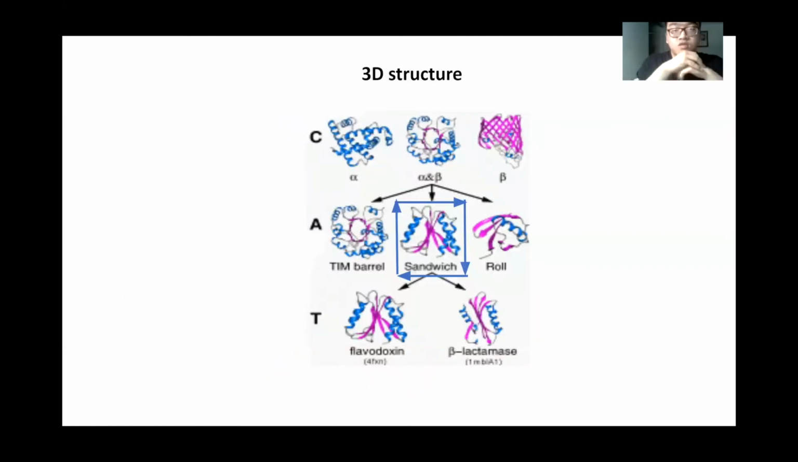On these pictures, you can see that there are several structural motifs to the protein. Some proteins are made completely of alpha helix, some are made of beta sheet, and some are a combination of alpha and beta to make the sandwich structures, which is the structure of phosphoglucoisomerase.